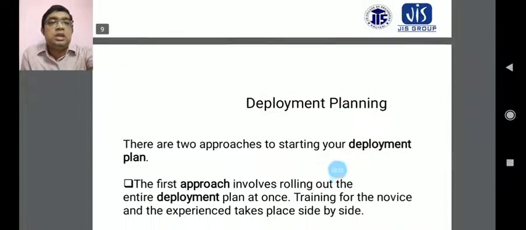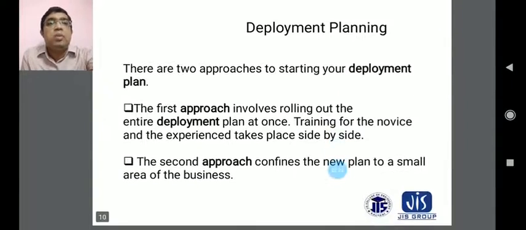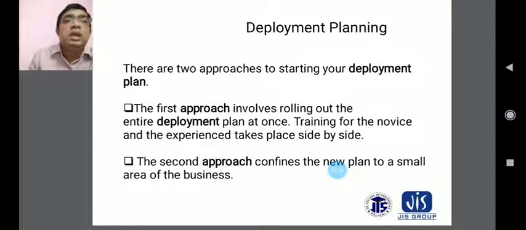Another thing is the deployment planning. Deployment planning comes in when you approach a new business you are going to start. Then you have to consider the different quality tools applied in the different plannings, and after that you start as a new business. There are two approaches to starting your deployment plan.